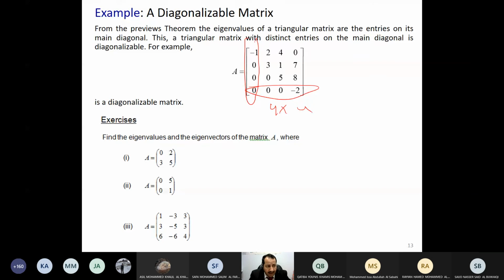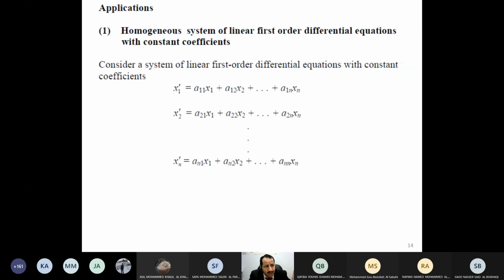I advise you to spend some time at home solving these 3 matrices as exercises. And just to let you know, in the second session this week, I will talk about how we solve differential equations.